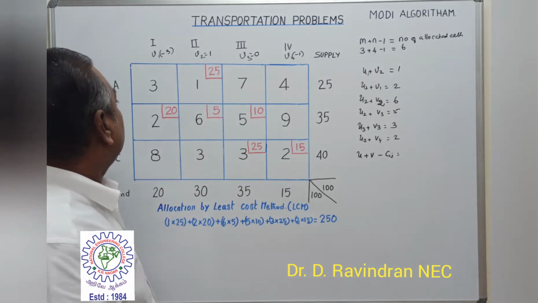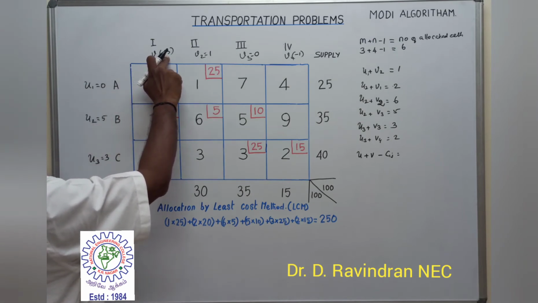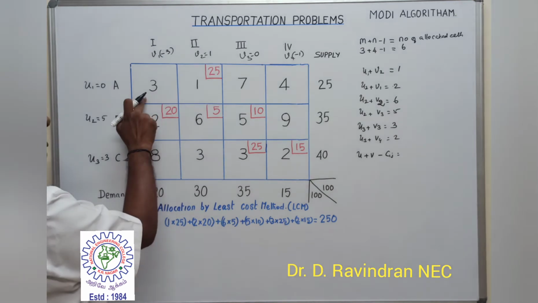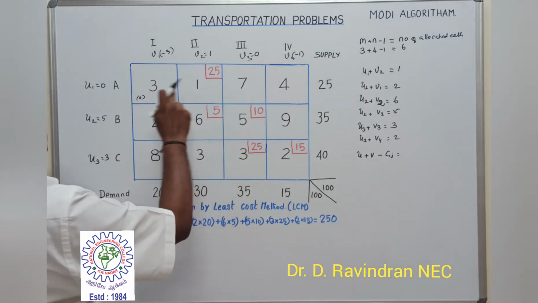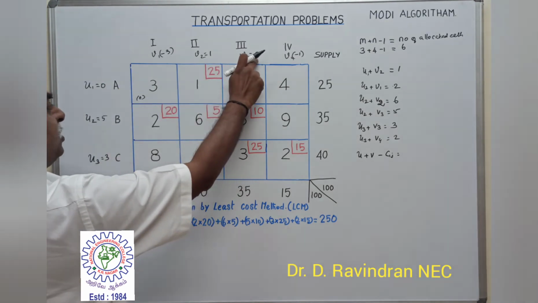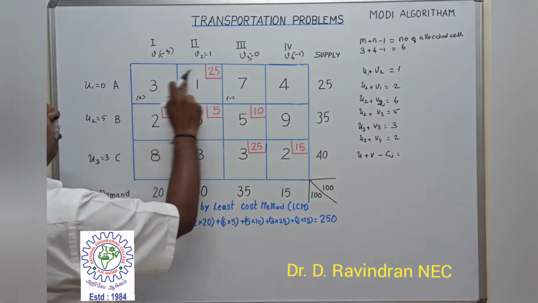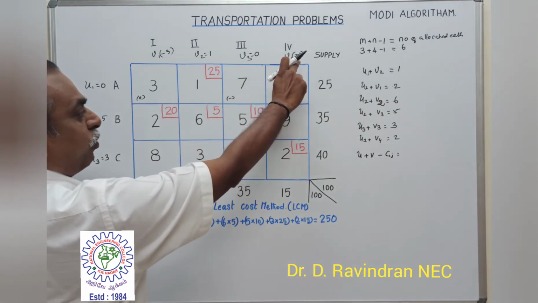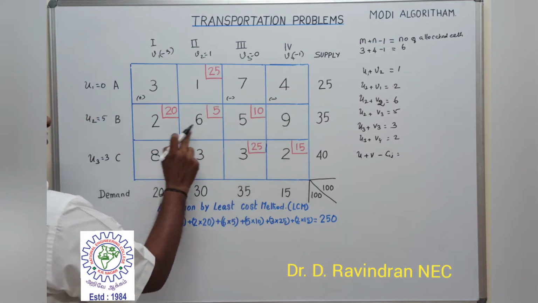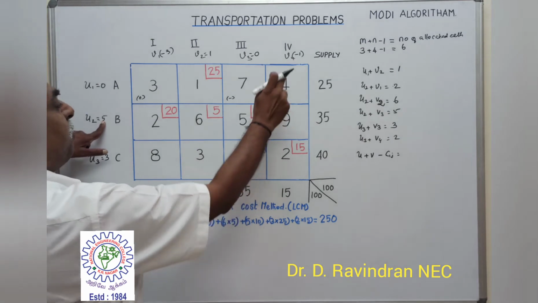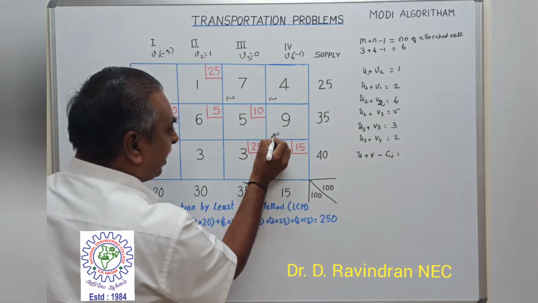So here for this cell, 0 plus minus 3 is equal to minus 3. Minus 3 plus 3 will be equal to 0. So this is 0 only. Now here 0 plus 0 minus 7, it is negative only. 0 minus 1, that is minus 1. Minus 1 minus 4 is negative only. For this cell, 5 minus 1 is 4. 4 minus 9, which is also negative.